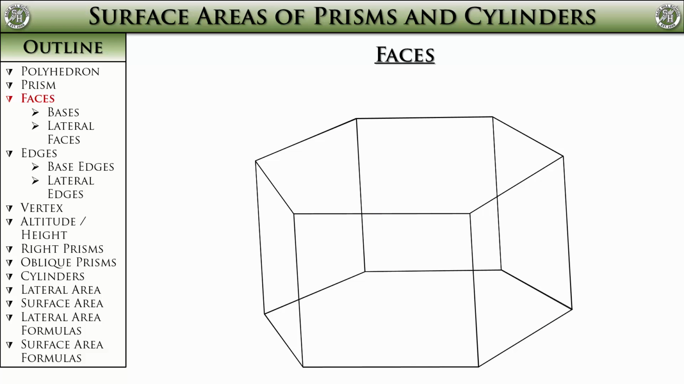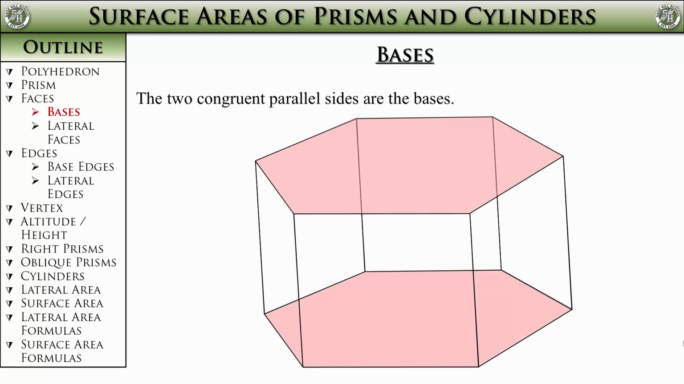anatomy. First we have faces. The faces are all sides of the prism. These are all of the faces of this prism. For a hexagonal prism like this one, there are 8 faces total. These faces are split into two categories, bases and lateral faces. The two congruent parallel sides are the bases. Here the bases are on the top and bottom of the prism.